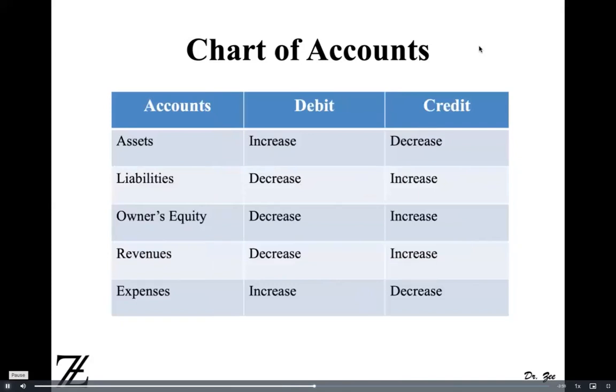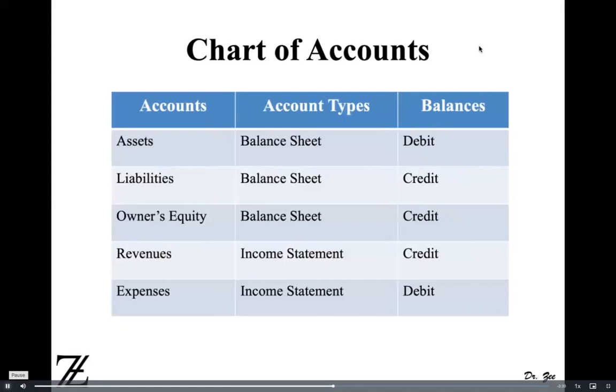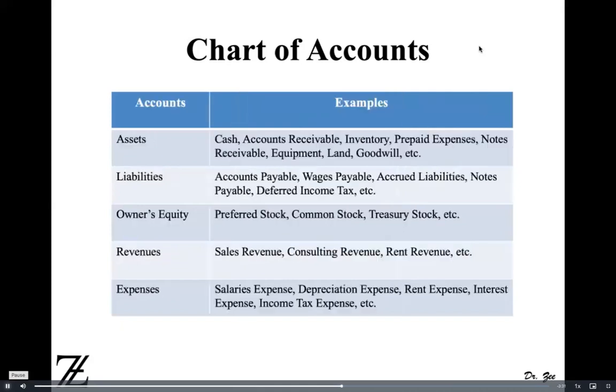Moving on to the balances, what sort of balance does each account have? Assets usually have a debit balance. Liabilities and owner's equity have a credit balance. Revenues also have a credit balance and expenses have a debit balance. So if we go back to our first slide, you will see here that assets have a debit balance, liabilities credit, owner's equity credit, revenues credit, expenses debit.